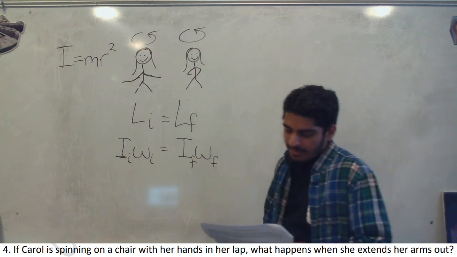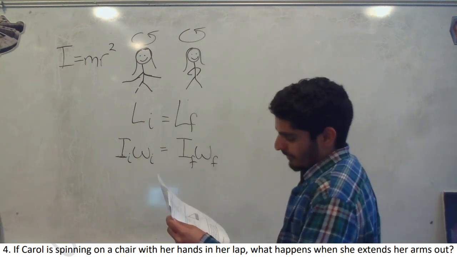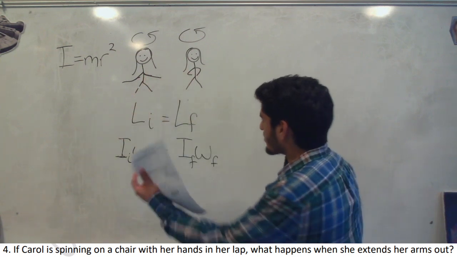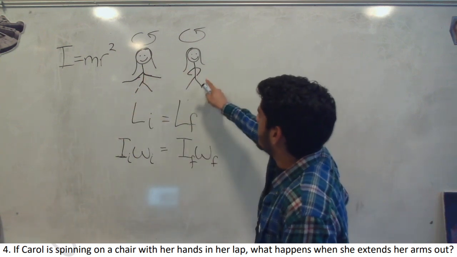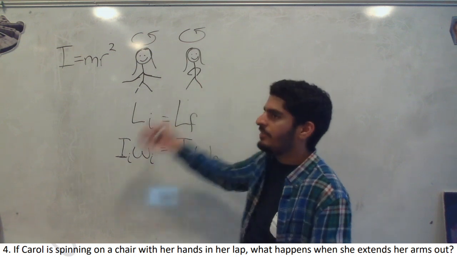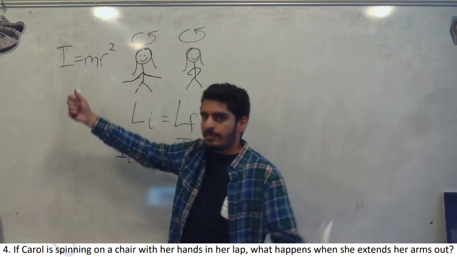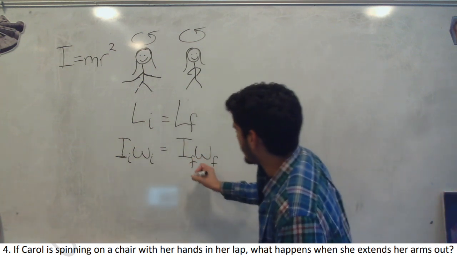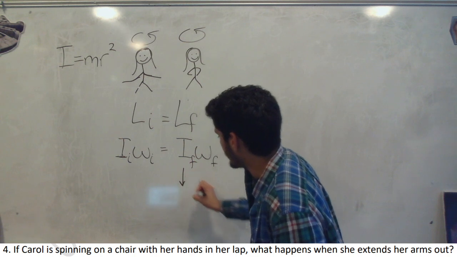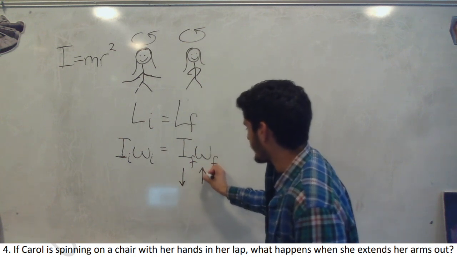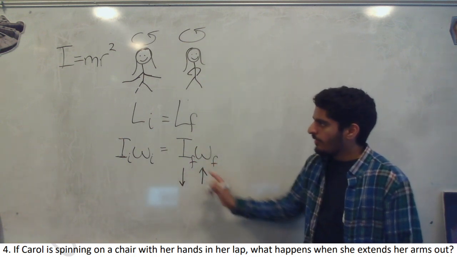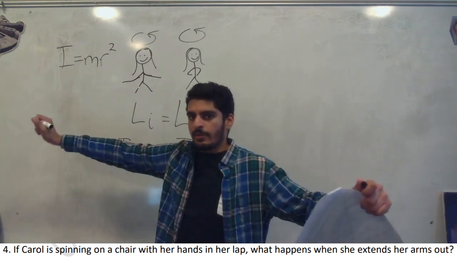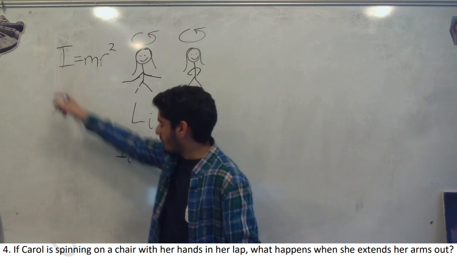In this case, if she extends her arms out, I think I drew it backwards. First she had her hands inward, and then she extended her arms out. But either way, if she had her hands inward, that tells us her radius is small, and if her radius is small, this value is little, but that value has to be big. On the other hand, if she extends her hands outward, her radius gets bigger, and if her radius gets bigger, her moment of inertia gets bigger.